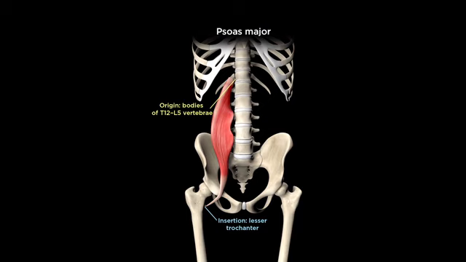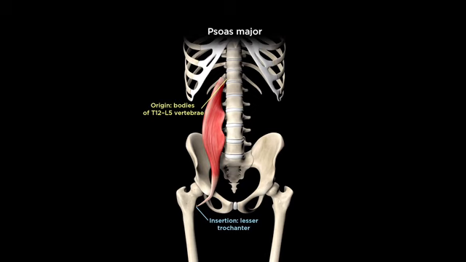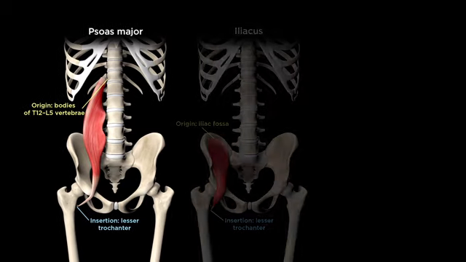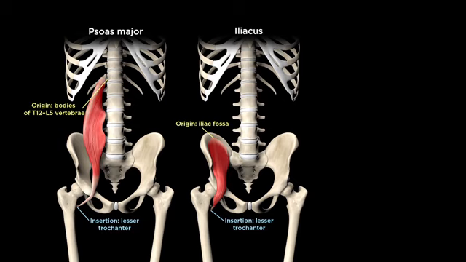Psoas major, if you recall, is the muscle posterior to and around which the lumbar plexus forms and distributes in the posterior abdominal wall. Psoas major originates from the 12th thoracic vertebra and the 5 lumbar vertebrae and ends up in a dual insertion on the lesser trochanter of the femur. I say dual insertion because a second muscle, the iliacus, takes origin from the iliac fossa of the hip bone, blends with the psoas major, and together they insert on the lesser trochanter.